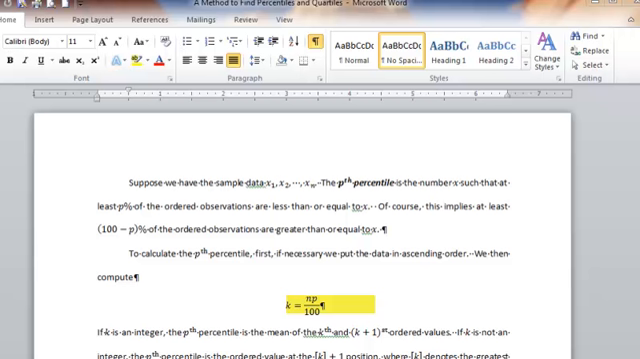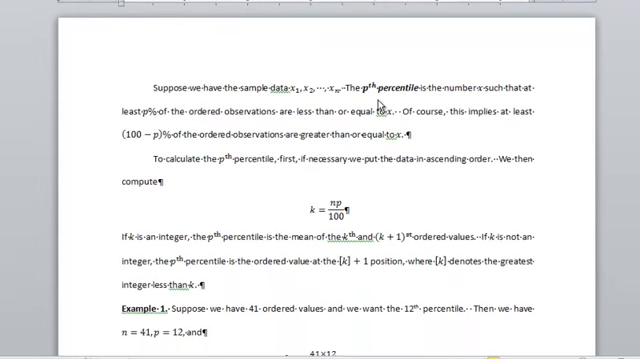So now I want to go over how to find percentiles and/or quartiles. Suppose that you have data. The data goes from one data point all the way to the n data points, and we want to find, let's say, the 20th or the 30th, or in other words, the pth percentile, the percent of data that is less than or equal to that data value.